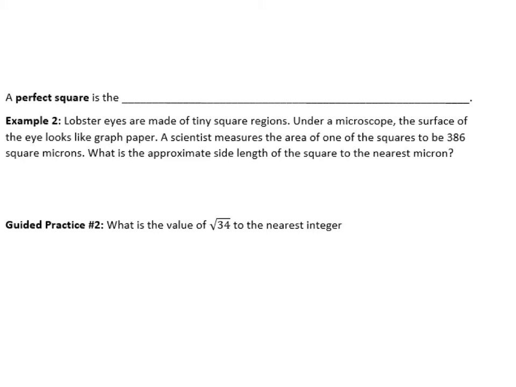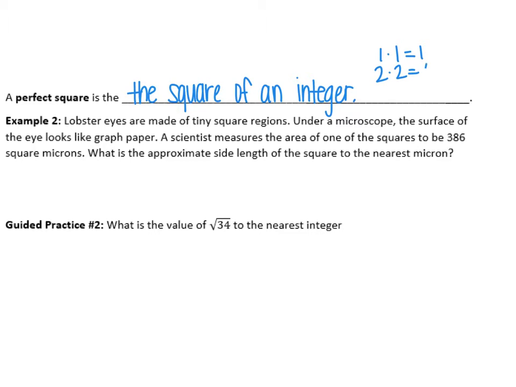Alright, a perfect square, you'll hear me say perfect square a lot, is the square of an integer. You need to know your perfect squares, and you don't have to memorize them, you can just know how to find them. So an integer is 1, 2, 3, 4, 5, 6, all those numbers. So if you square them, 1 times 1 is 1. 2 times 2 is 4. 3 times 3 is 9. Well, that means 1, 4, and 9 are perfect squares because we squared an integer to find them.